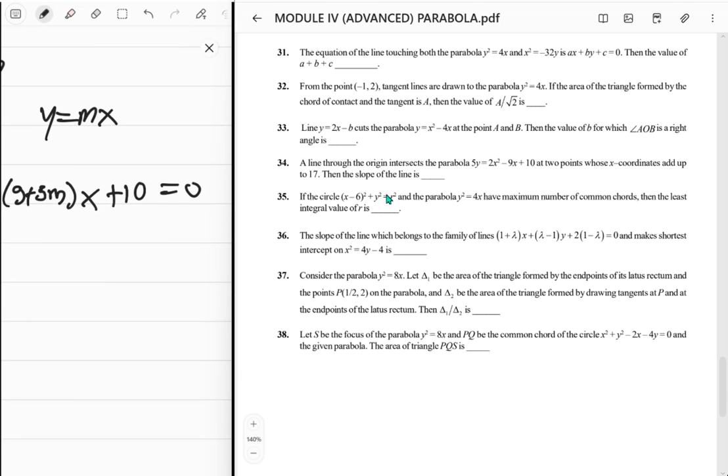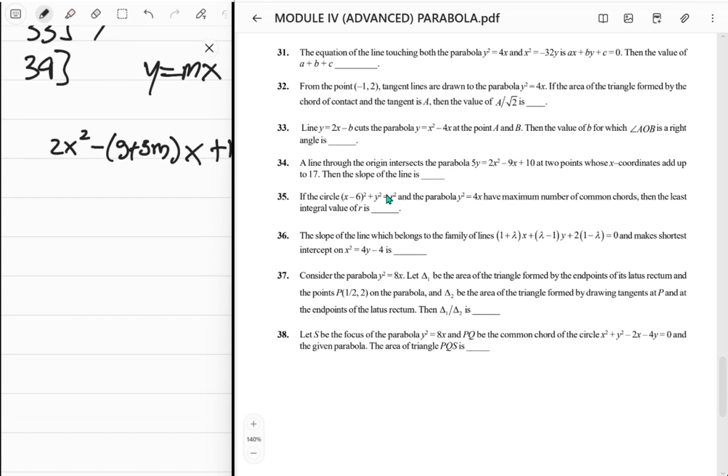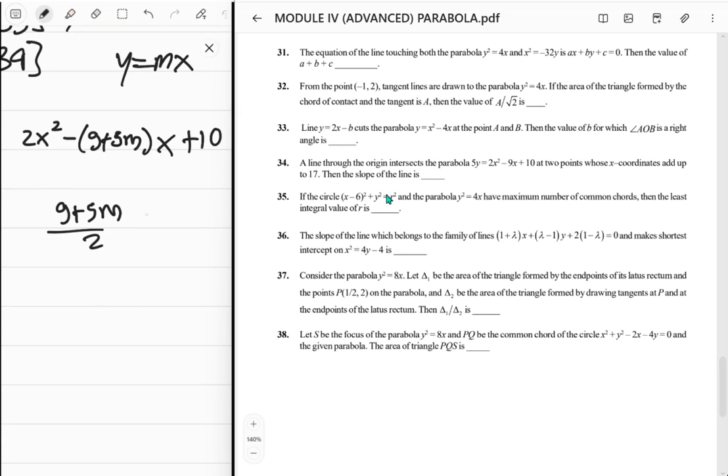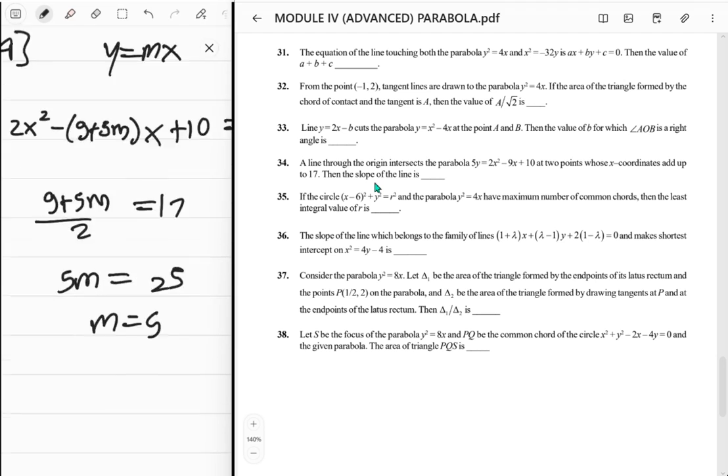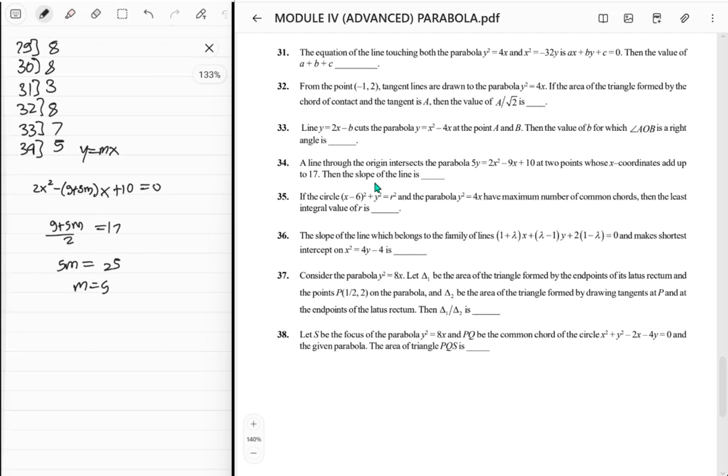So what's the sum of the x coordinates? That's going to be 9 plus 5m upon 2. And that is 17. So 5m is equal to 34 minus 9, which is 25. Yes. Okay. So m is just 5. The slope is 5. So 5 is the answer. Next question, 35.